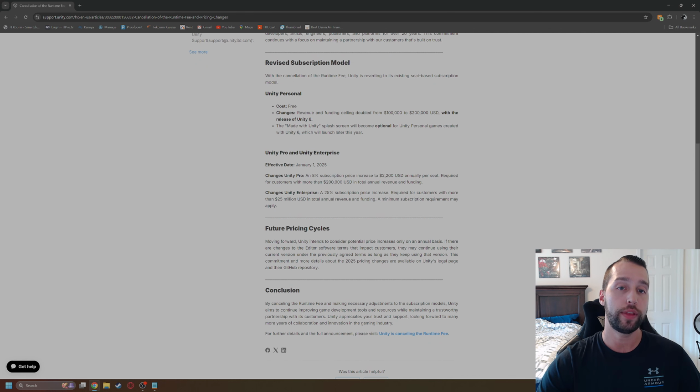Down here, there are now three different versions of Unity: Unity Personal, Unity Pro, and Unity Enterprise. Unity Personal is basically free up until you make $200,000. I think it's only on the game. It could be either on the one game or it's lifetime. I think it's lifetime, so I'm just going to say lifetime.